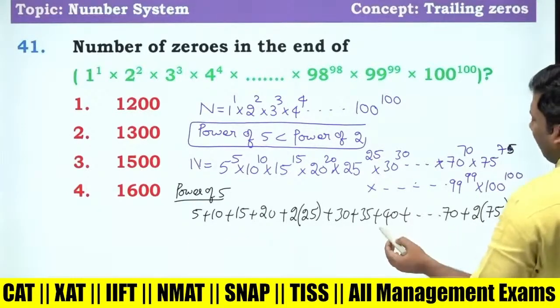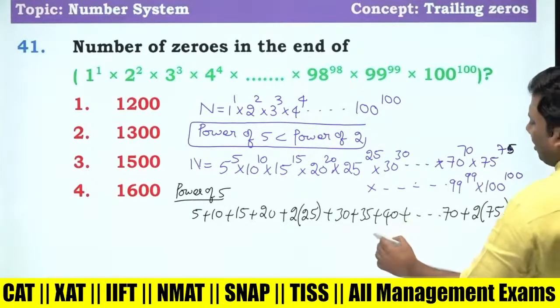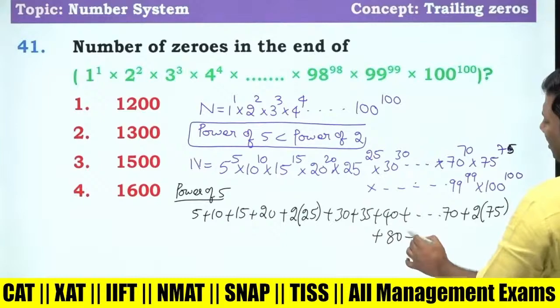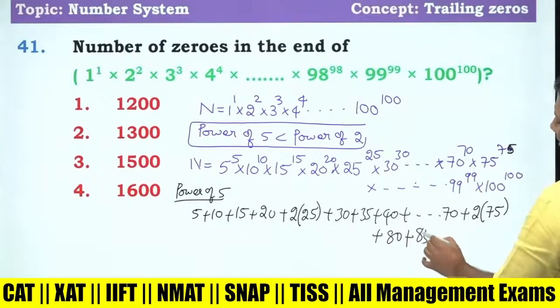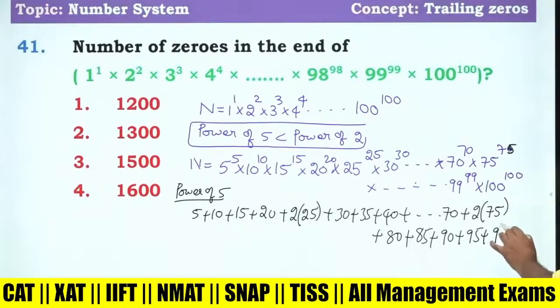Next, 80 power 80 means plus 80, then 85, 90 power 90, 95 power 95. 100 will be 5 square into 2 square, so 2 into 100.